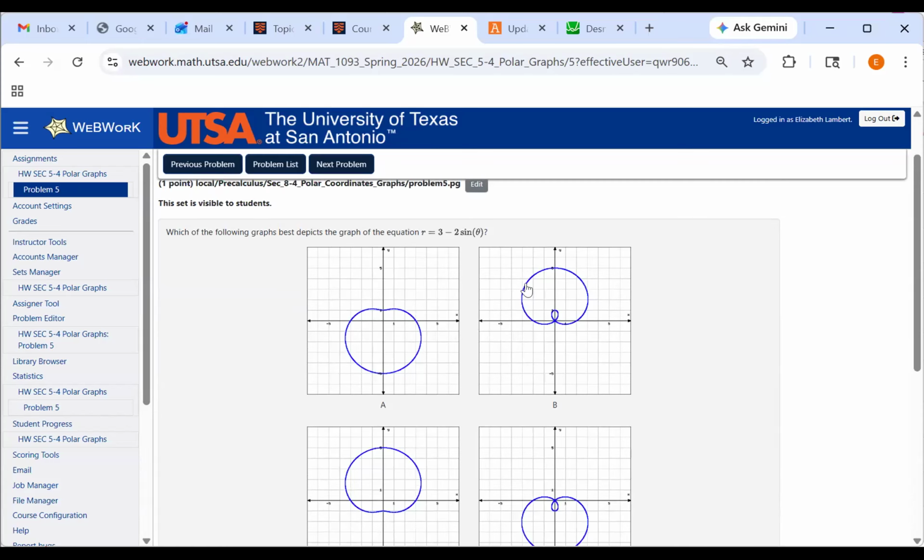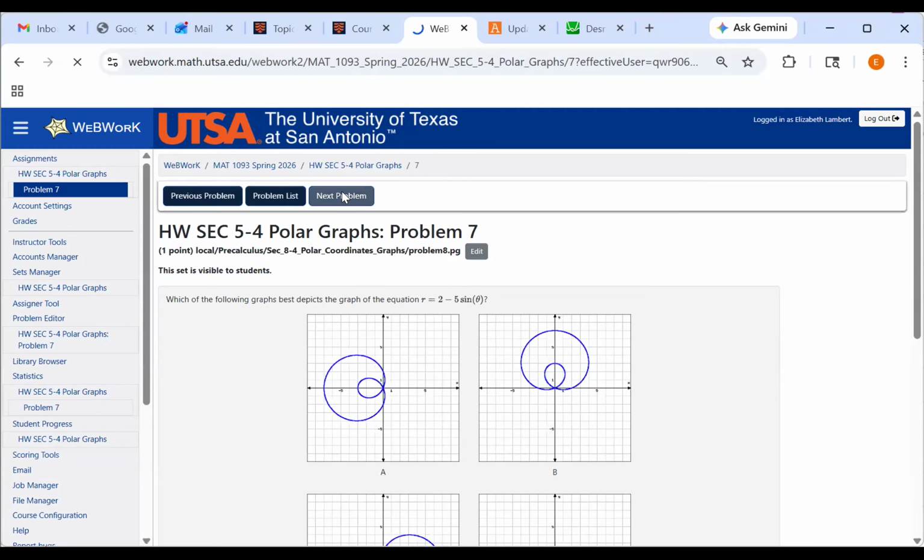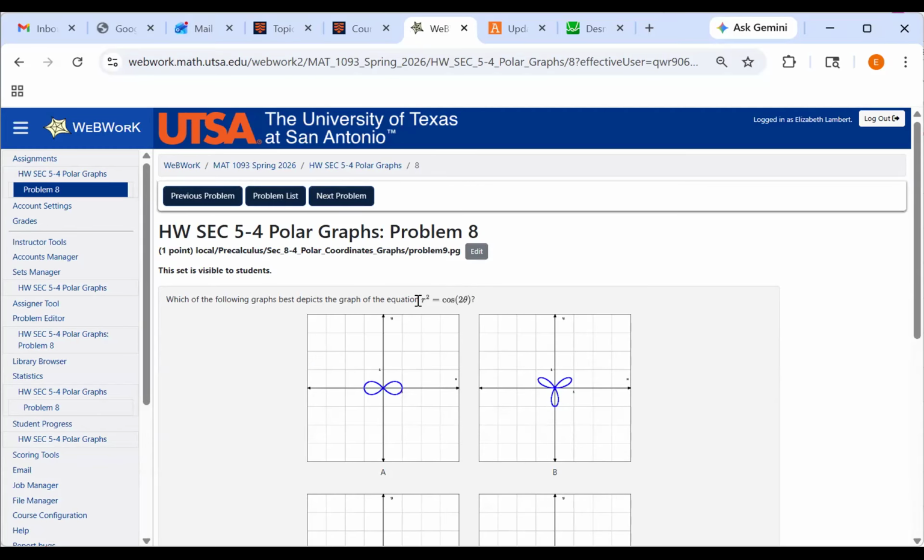Then we got a sine theta. All of these are sine theta symmetric. Then again, I just type it over there, see which one it is. More loops. And then we get this one.